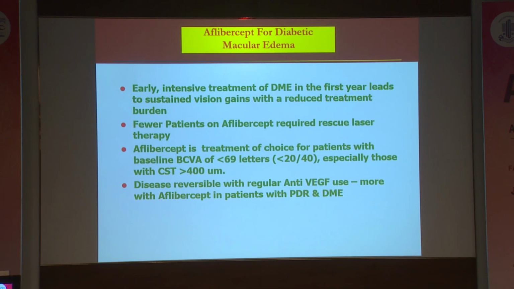So ladies and gentlemen, early intensive treatment of DME in the first year leads to sustained vision gains with a reduced treatment burden in the second and third year. So this is important. Fewer patients on aflibercept need rescue therapy. Most can be managed on monotherapy. In patients with a CST of more than 400 micron and a vision of less than 20/40, aflibercept is the drug of choice.